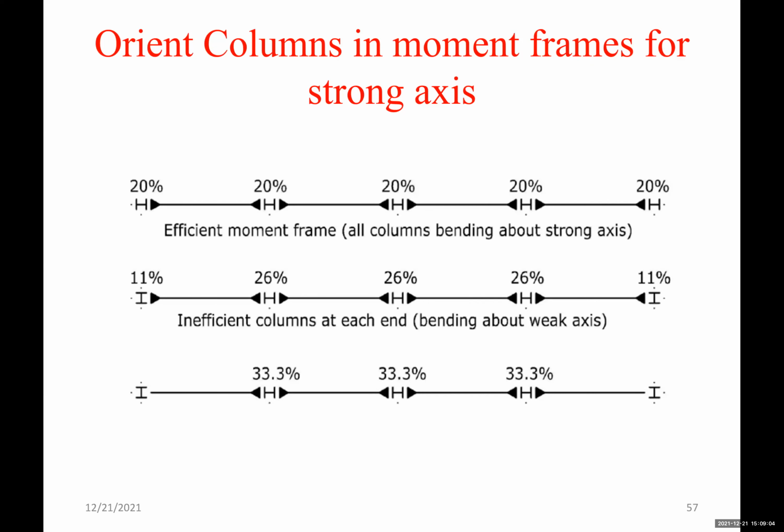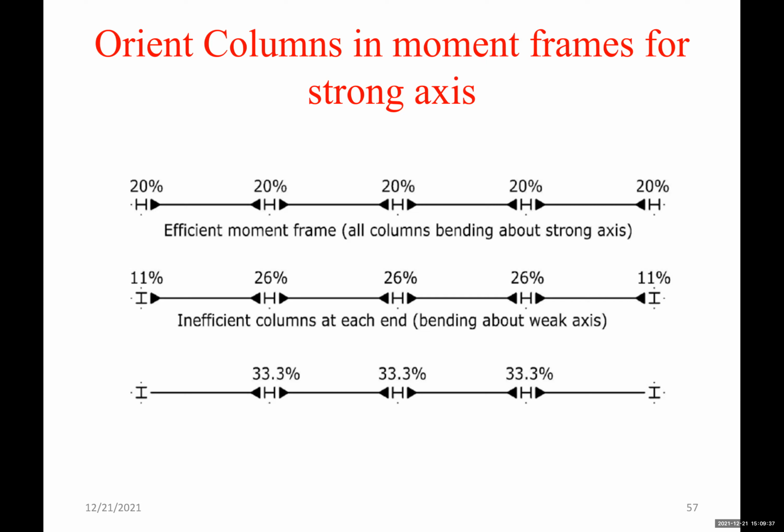Orient columns in moment frames for strong axis. As you can see in the top figure, when the columns are all oriented in the strong axis, each moment connection takes about 20%. So the load can be distributed easily, and we will end up with reasonable moment connections, not heavy.